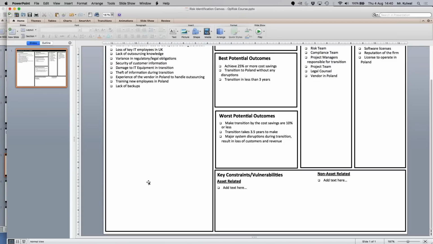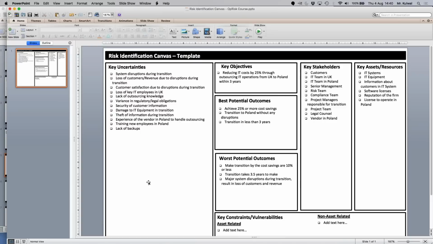And you have to try and restrict this to one slide. So that was also intentional, because you only want to look at the important risks. So we don't want to necessarily go and identify 600 uncertainties. We only want to identify some of the key ones.